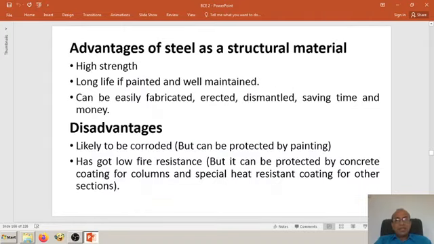The advantages of steel as a structural material are that it has very high strength, long life if painted and well maintained, and it can be easily fabricated, erected and dismantled, saving time and money. The disadvantages of steel as a structural member are that it is likely to be corroded, but it can be protected by painting and well maintaining from time to time. Another disadvantage is that it has very low fire resistance, but this can be protected by concrete coating for columns and special heat resistant coating for other sections.